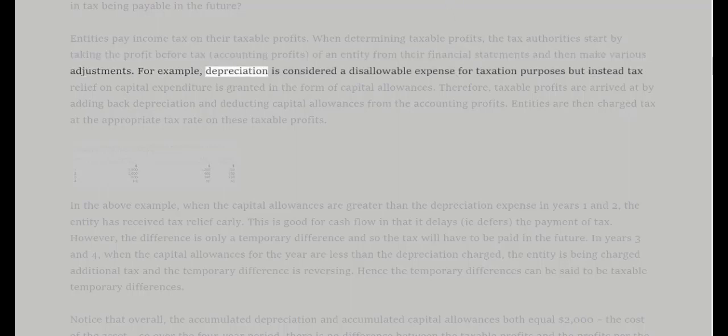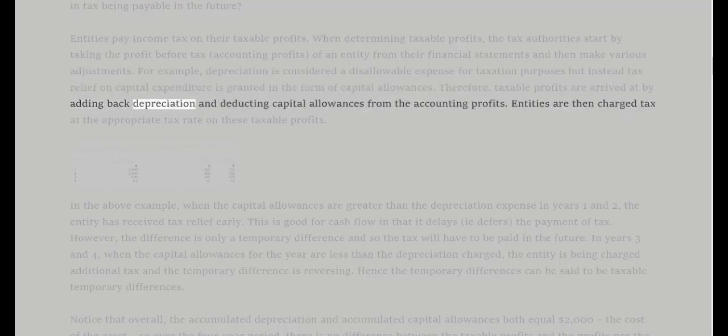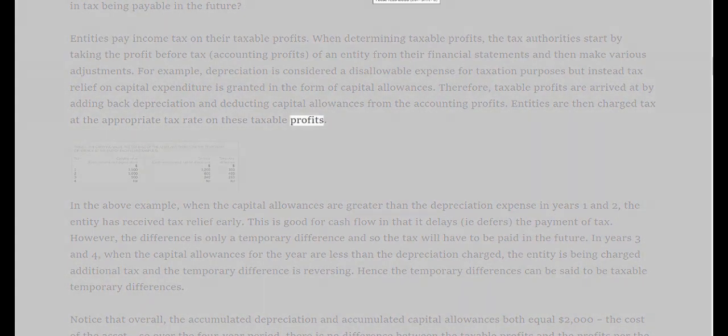For example, depreciation is considered a disallowable expense for taxation purposes, but instead tax relief on capital expenditure is granted in the form of capital allowances. Therefore, taxable profits are arrived at by adding back depreciation and deducting capital allowances from the accounting profits. Entities are then charged tax at the appropriate tax rate on these taxable profits.